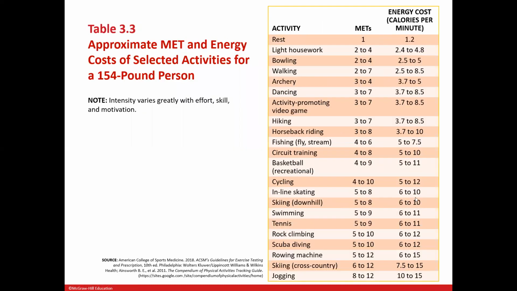So some exercises for MET. At rest, you are at 1 MET and you're burning 1.2 calories per minute. For example, if you're skiing downhill, you're using 5 to 8 METs, depending on the person, and then 6 to 10 calories per minute. If you're jogging, you're using 8 to 12 METs, which is 10 to 15 calories per minute.